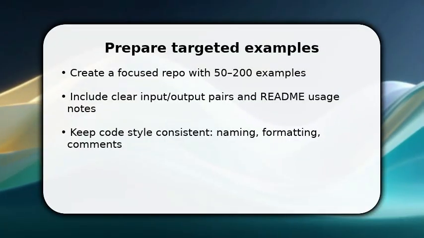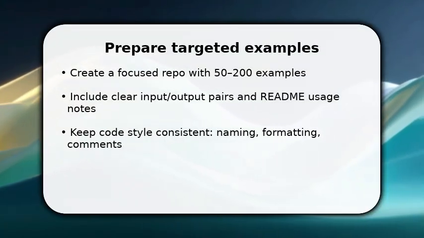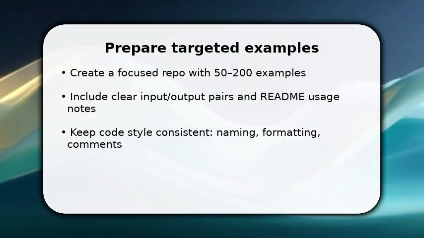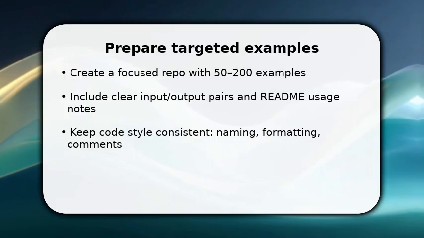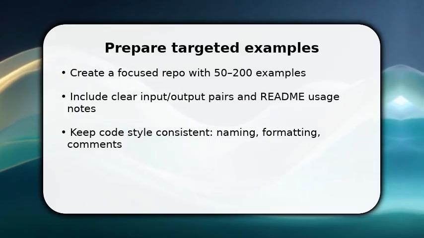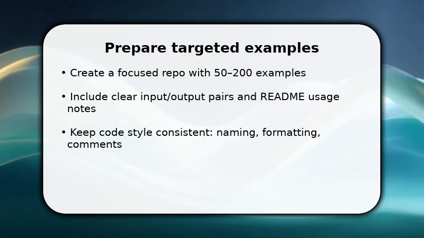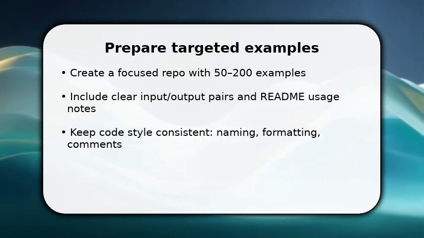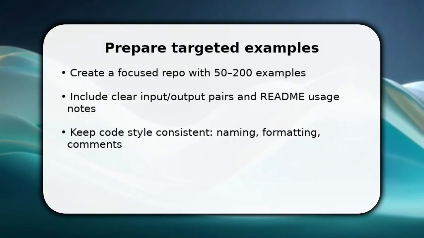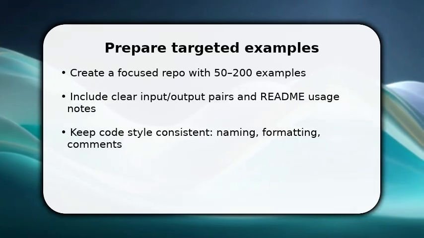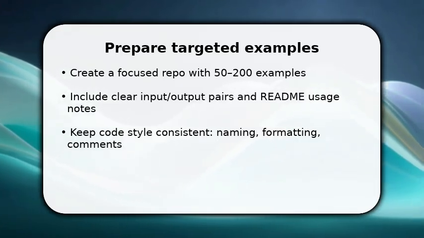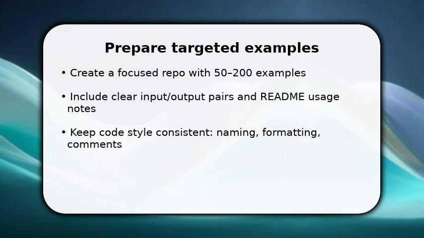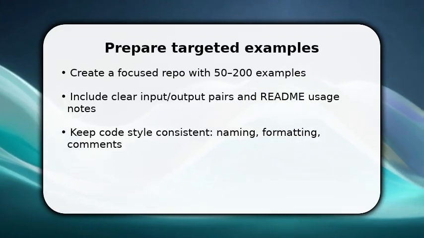You start by building a single, focused dataset repository that represents exactly how you want Copilot to code. Add 50 to 200 representative examples with clear input/output pairs and a README describing intent and style. Once done, make sure every file follows a consistent naming and formatting convention. That consistency is what shapes predictions.